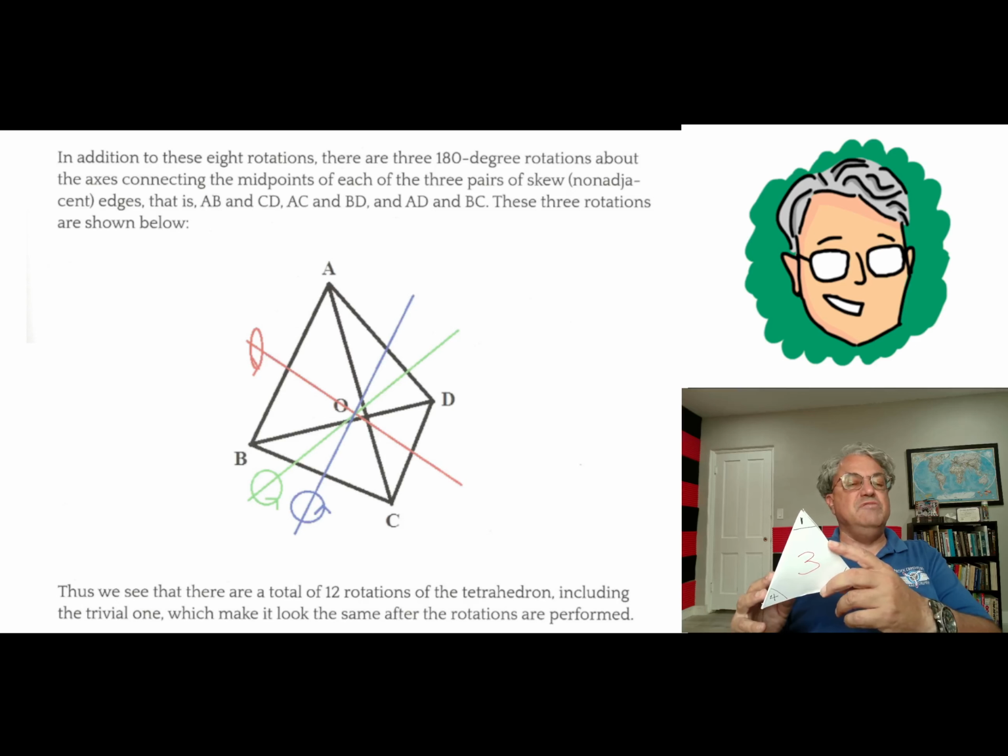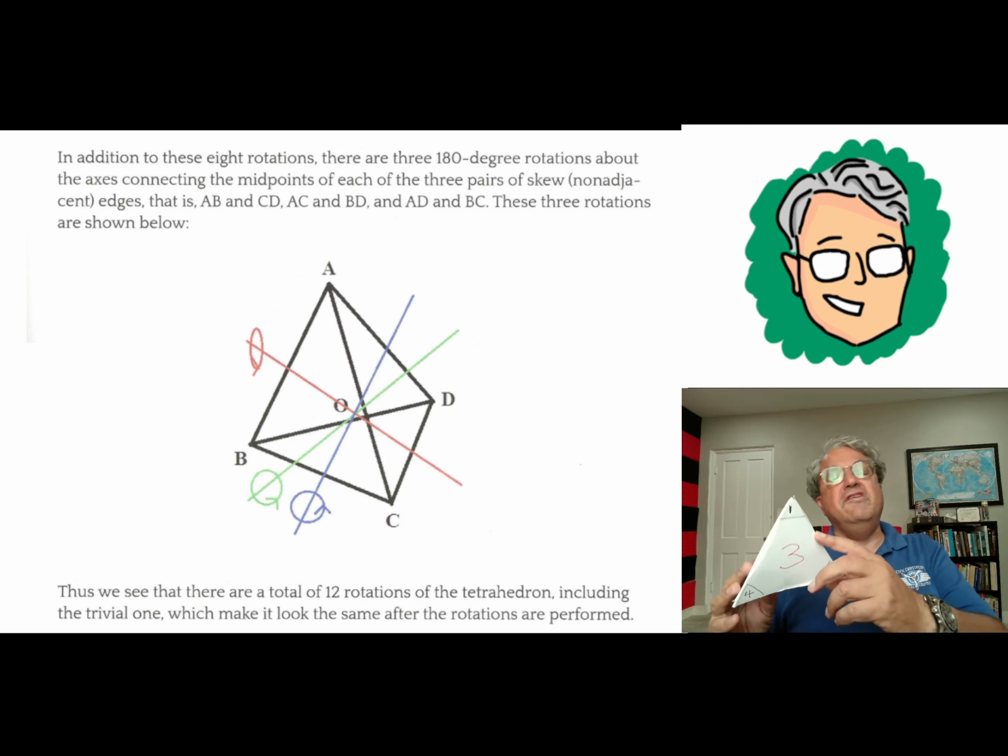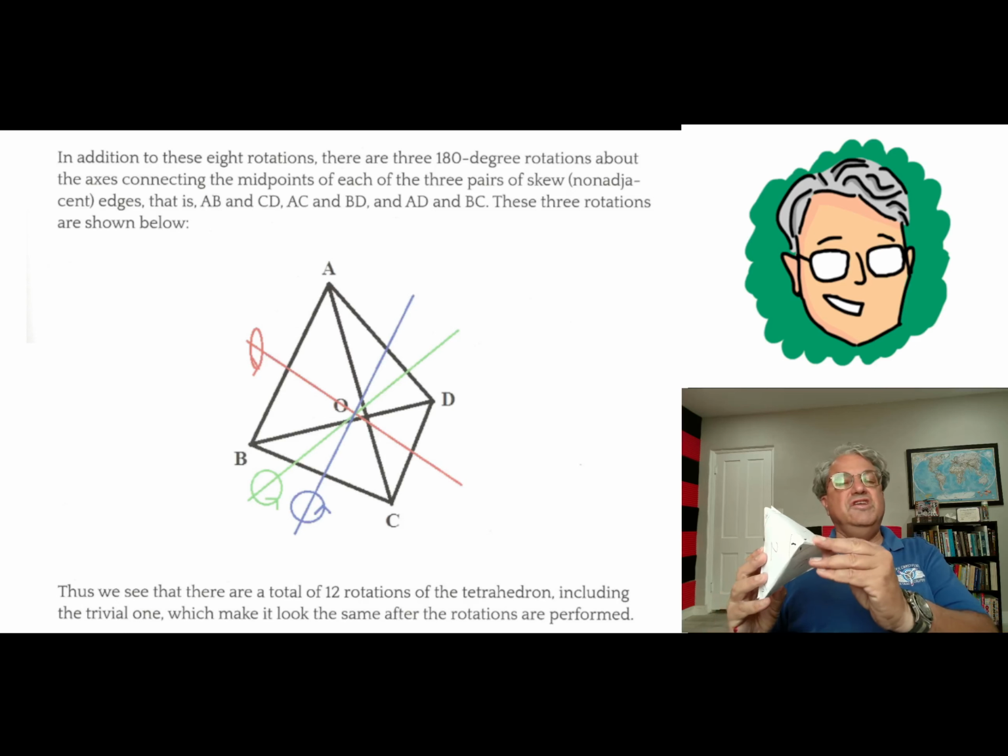Notice that the edges AB and CD are what are called skew. That means that if we continued them infinitely far, they would never intersect, but they're not parallel. Those are known as skew lines. In 3 dimensions, you can have that happen. You can have lines that don't intersect and aren't parallel. Those are known as skew lines. So we've got the axis passing through the midpoints of these 2 skew line segments, and that's the thing I marked in red. And we can do a 180-degree rotation about that axis.